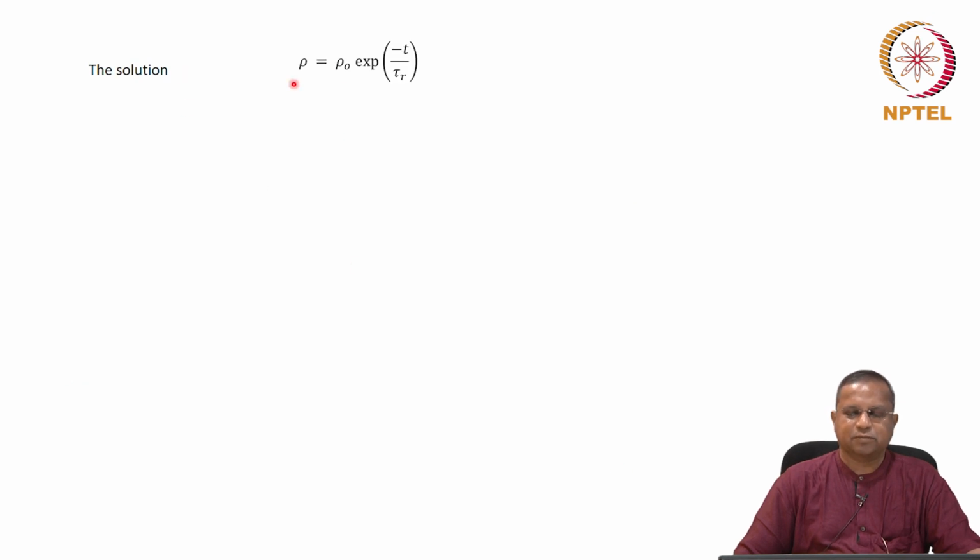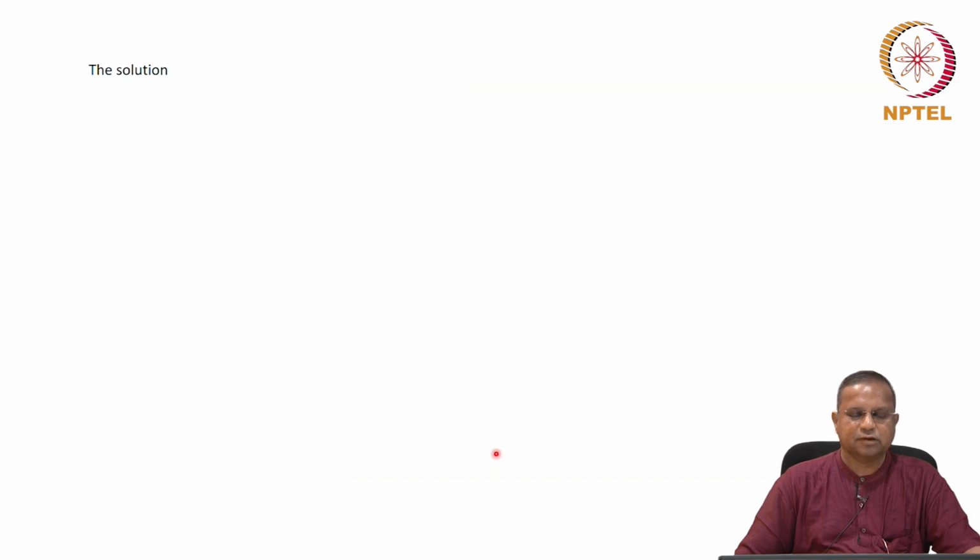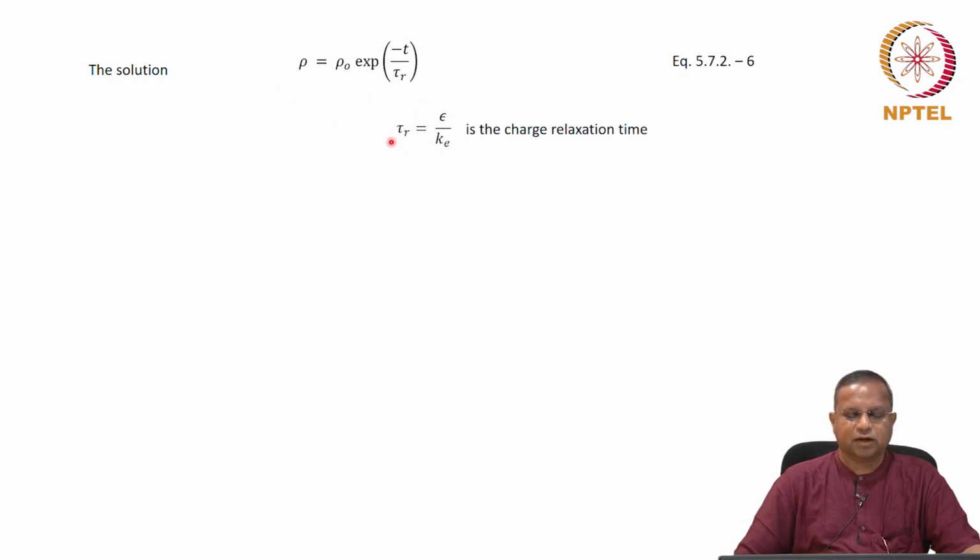The solution of this equation is rho equals rho naught exponential minus t by tau r, equation 5.7.2-6, where tau r is epsilon by Ke, and this tau r is the charge relaxation time. So the solution of this differential equation, from very fundamental considerations, is rho equals rho naught exponential minus t by tau r. Recall your math, the form of the equation and its solution. Tau r is nothing but epsilon by Ke, which we have combined as tau r, and this is called the charge relaxation time.